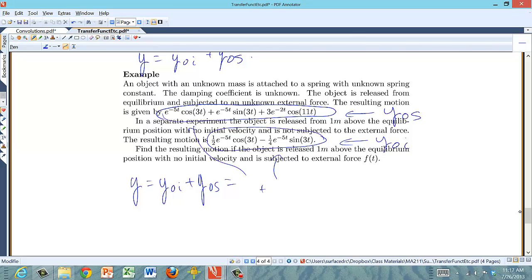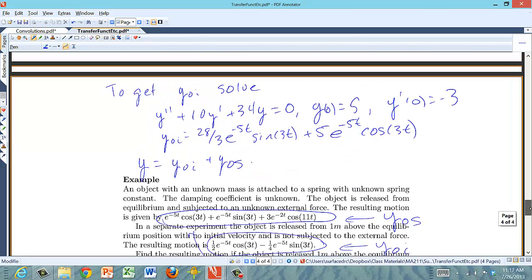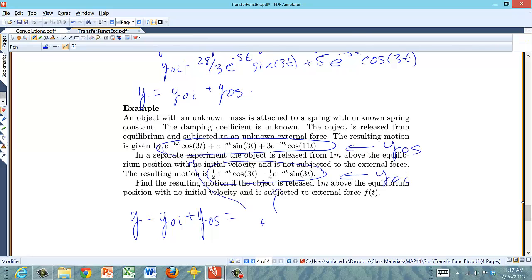Okay, and that's it for transfer functions, zero input, and zero state responses.